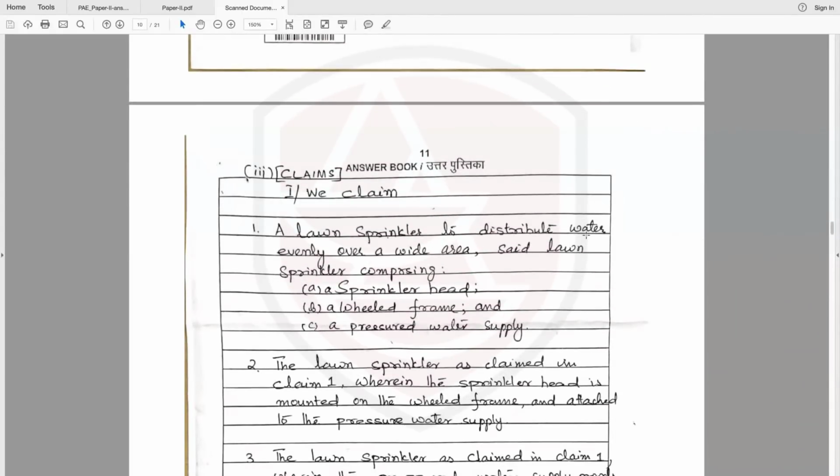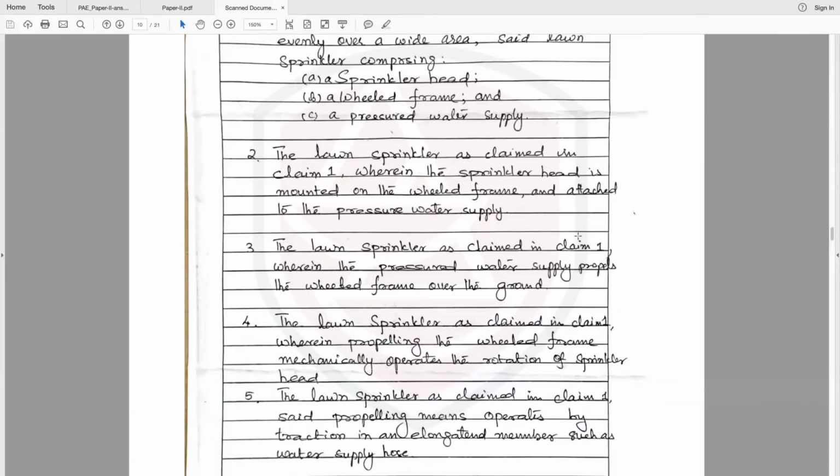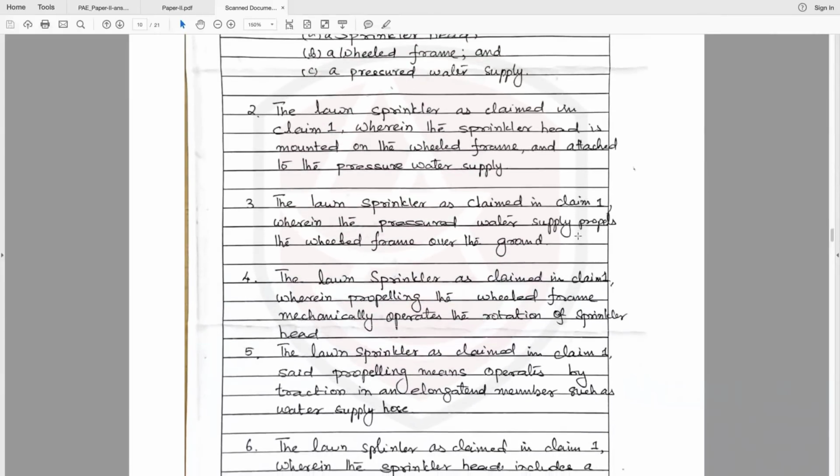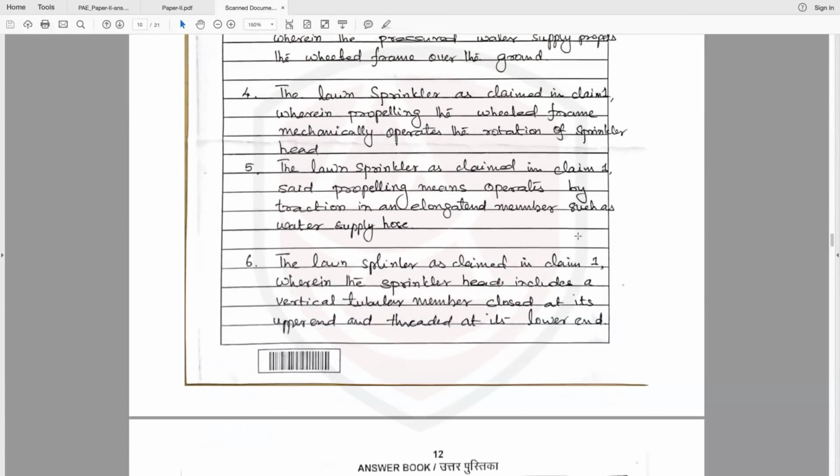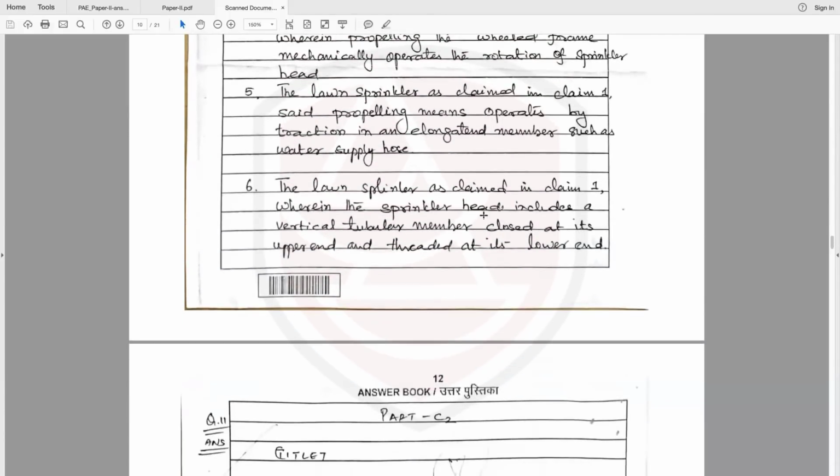Probably in one of the webinars on drafting, we'll get to this. Now look at the way in which claim 1 is drafted here. A lawn sprinkler to distribute water evenly over a wide area, said lawn sprinkler comprising A, B, and C. All the parts are mentioned. And he has different types of claims. A dependent claim. Claim 3 is again a dependent claim. Then he has a wherein claim. Claim 6 is a wherein claim, where it qualifies a component.